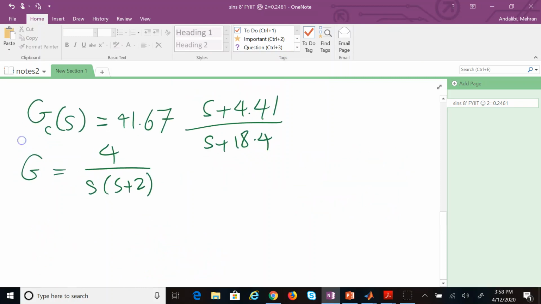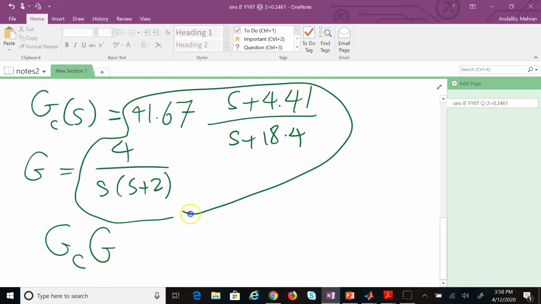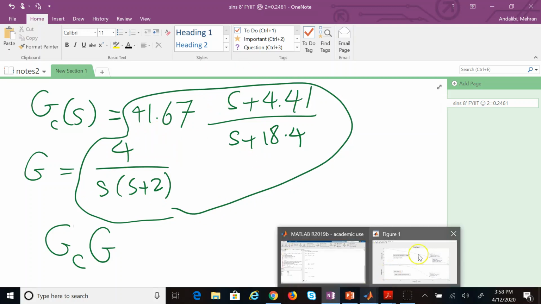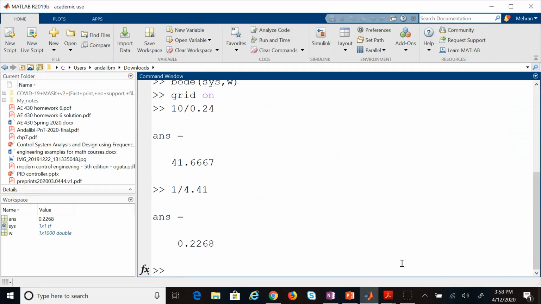Now my new open loop transfer function is Gc times G. So I multiply these together, and now I draw the Bode plot for this new one. Let's see if this new system satisfies everything. For sure, it satisfies the Kv because we designed it that way. Now, what about the phase and gain margin?